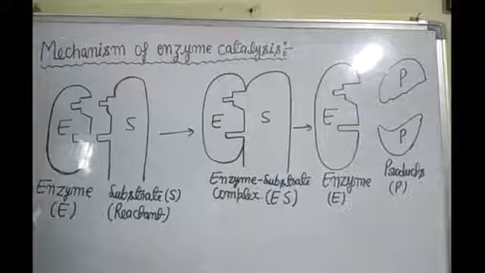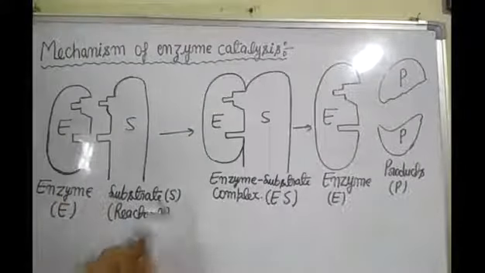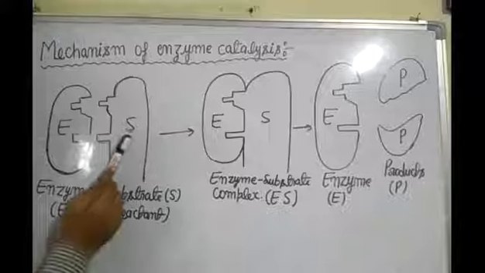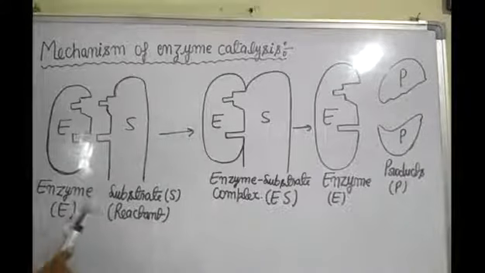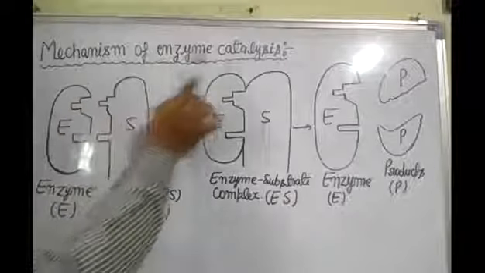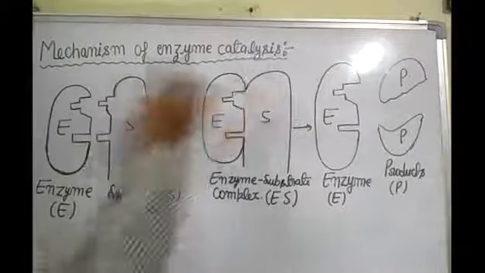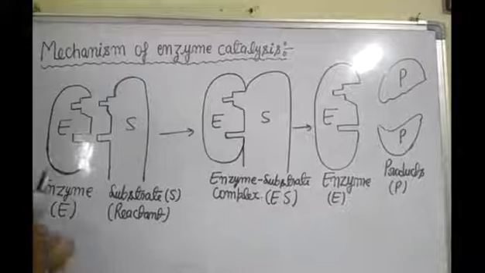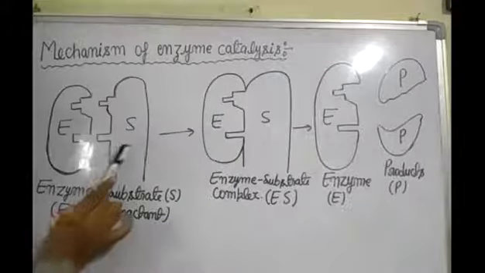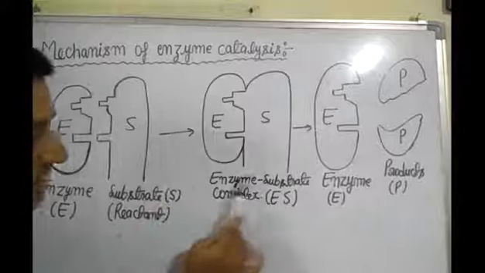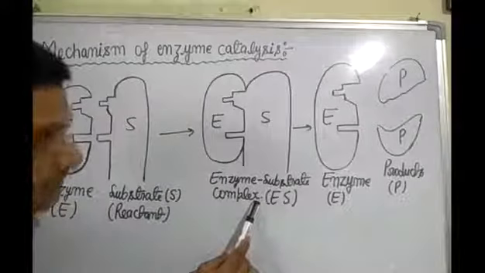This is enzyme. Enzyme is denoted by E. This is substrate. Substrate is denoted by S. Substrate is also called reactant. So the mechanism of enzyme catalysis is given as number 1. Step 1, binding of enzyme to substrate to form enzyme substrate complex.